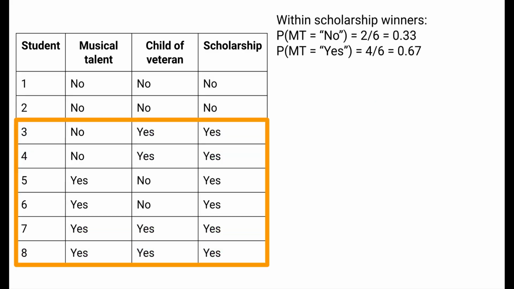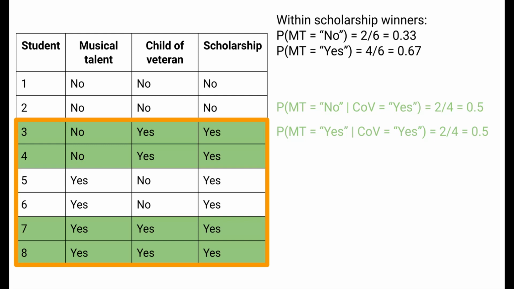But now let's condition on scholarship winners. Within this group, the chance of no musical talent and musical talent are 2 out of 6, or 33%, and 4 out of 6, or 67%, respectively. Do these chances change once we know the veteran status of the parent? We'll see momentarily that the answer is yes. This means that there is dependence between musical talent and being a child of a veteran once we condition on the scholarship variable.